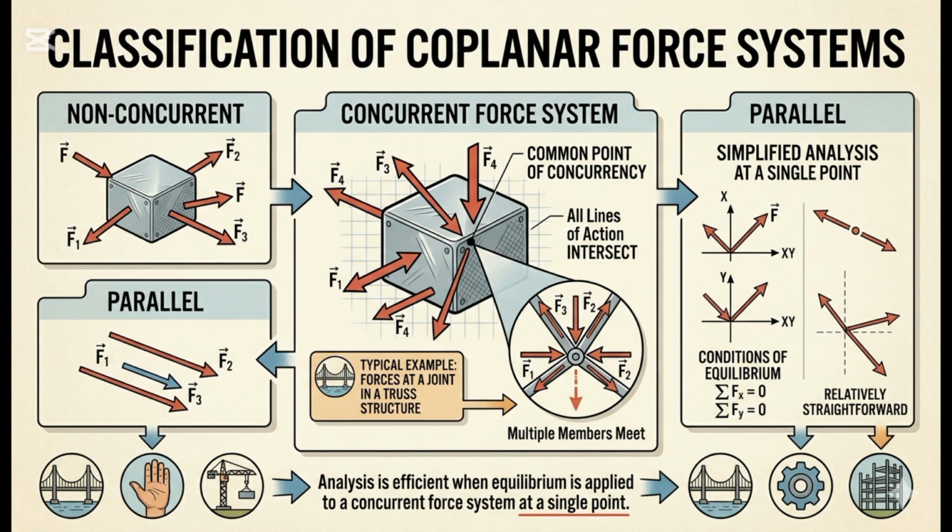One important type is the concurrent force system. In a concurrent force system, all the forces intersect at a single point. This means their lines of action meet at one common point. A typical example is forces acting at a joint in a truss structure, where multiple members meet. In such systems, the analysis is relatively straightforward, because we can apply the conditions of equilibrium at that single point.